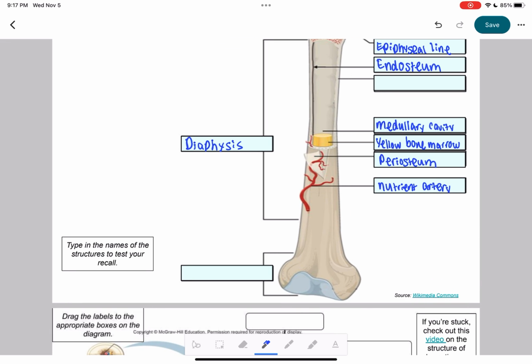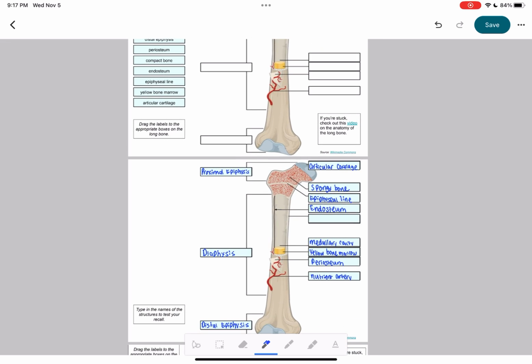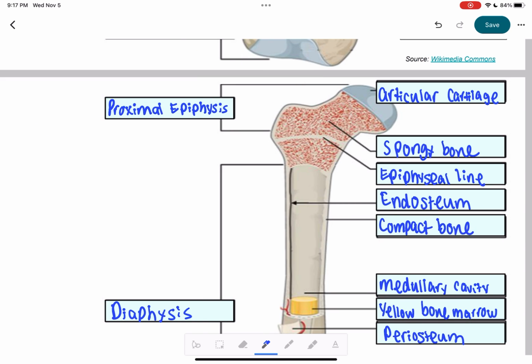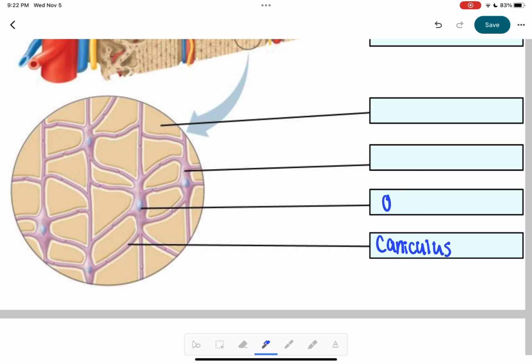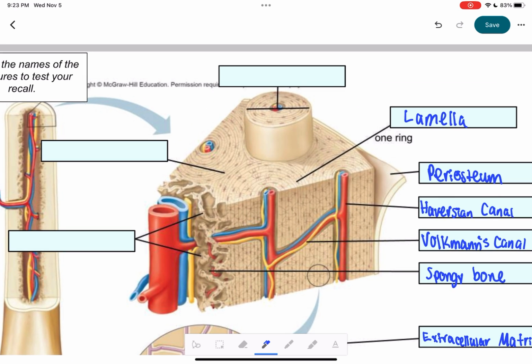Diaphysis, your distal epiphysis. And then finally you have your compact bone. Then this is your canaliculus, osteocyte, lacuna, extracellular matrix. This is spongy bone, Volkmann's canal, Haversian canal, periosteum, lamella, osteon in the middle here, compact bone, all that, and trabeculae.